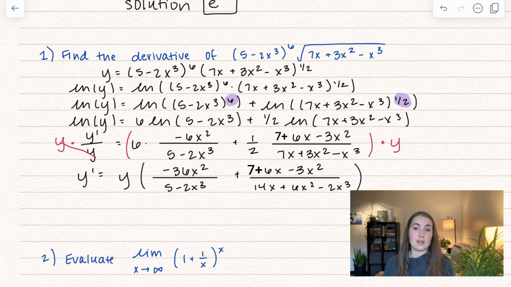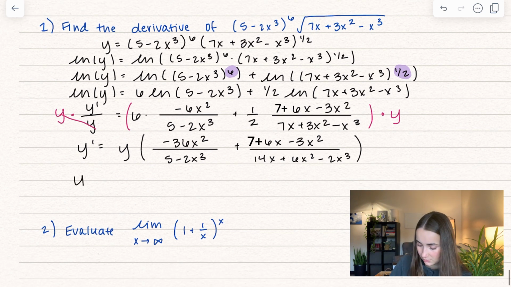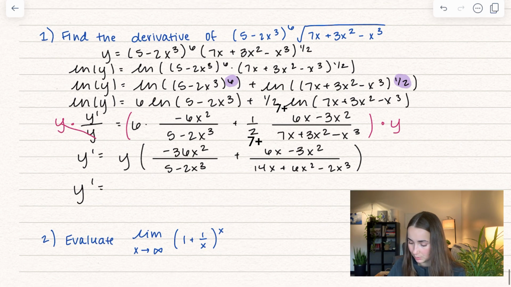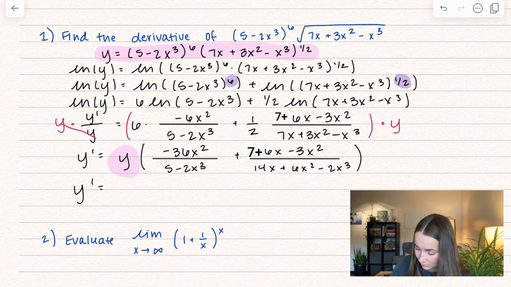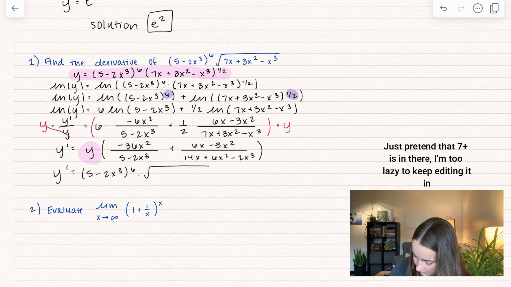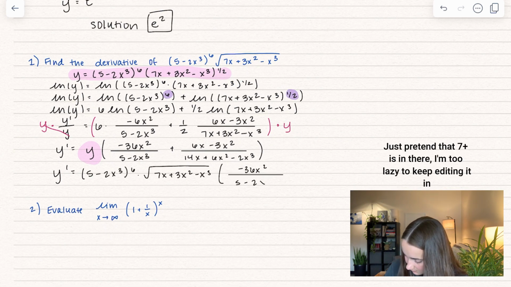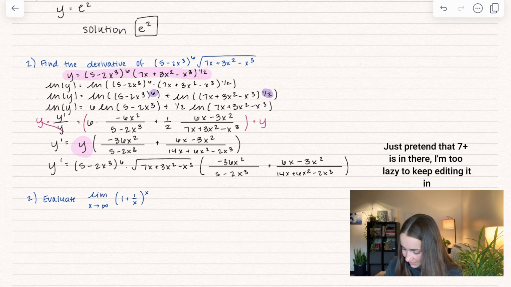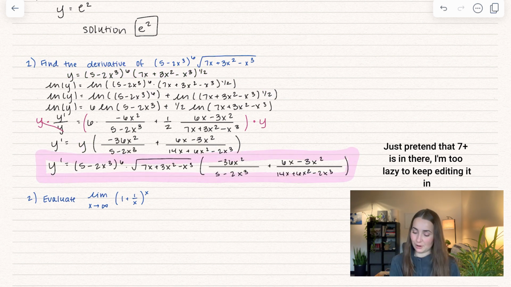If you don't like writing out this extra step, you think it's unnecessary, you don't have to. You could go straight to this step where you replace y with what it was originally equal to. So here we have y is equal to the original problem, and I can replace that back in when we multiply it by y. So this is going to be a long one. Okay, like I said, it was going to be a long one. Okay, this whole entire thing is going to be our solution.